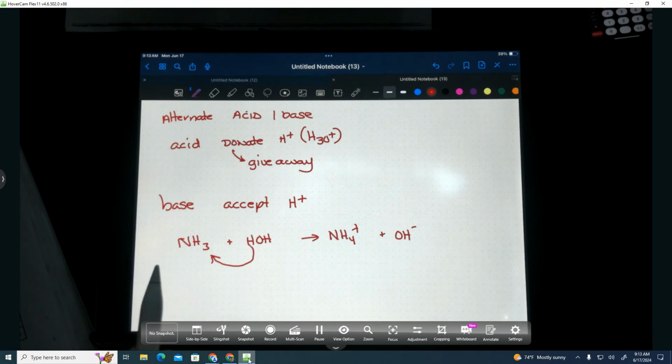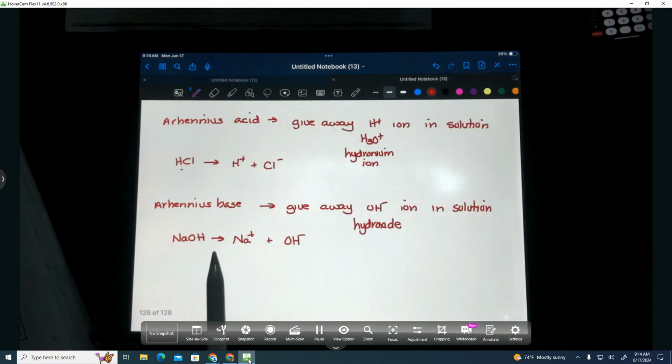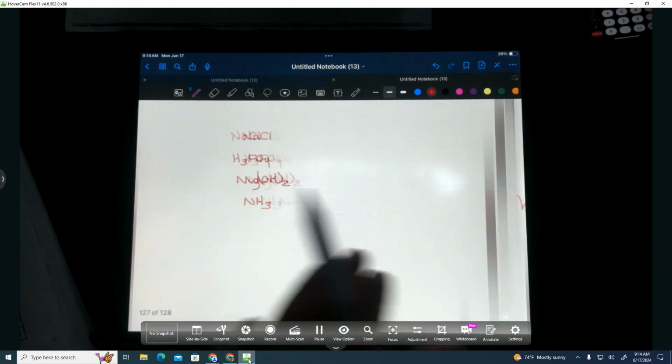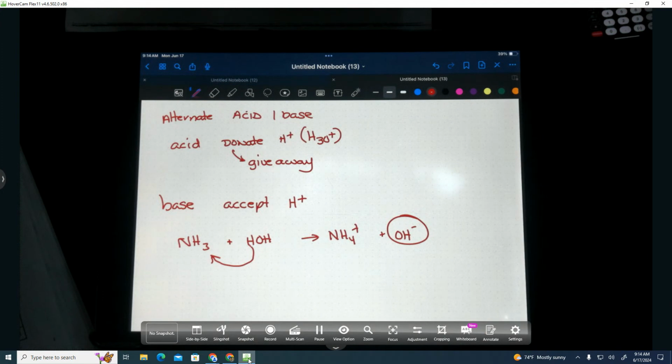There are some bases that do not give off OHs. They accept H pluses. They take H pluses away from something else, mainly the water, so that they can have the OHs dangling out in the solution. When you have an Arrhenius base, you get the OHs because this guy gave them away. But if you don't have any to give away, you can take H pluses and still have the same effect. Ammonia is the only non-Arrhenius base.